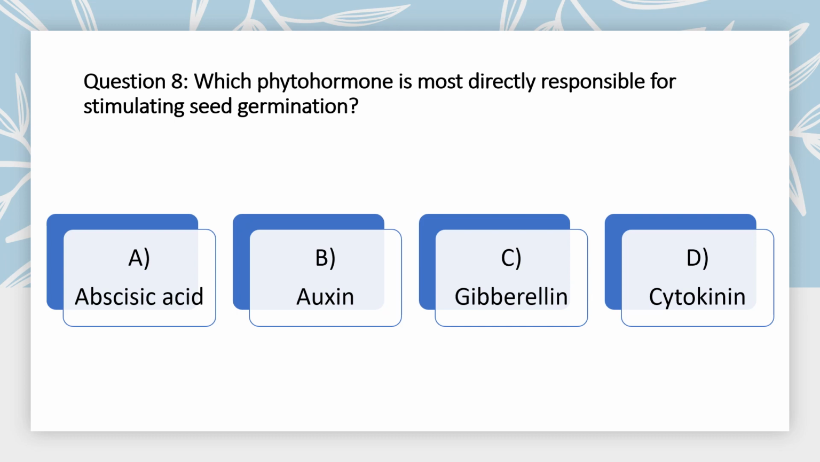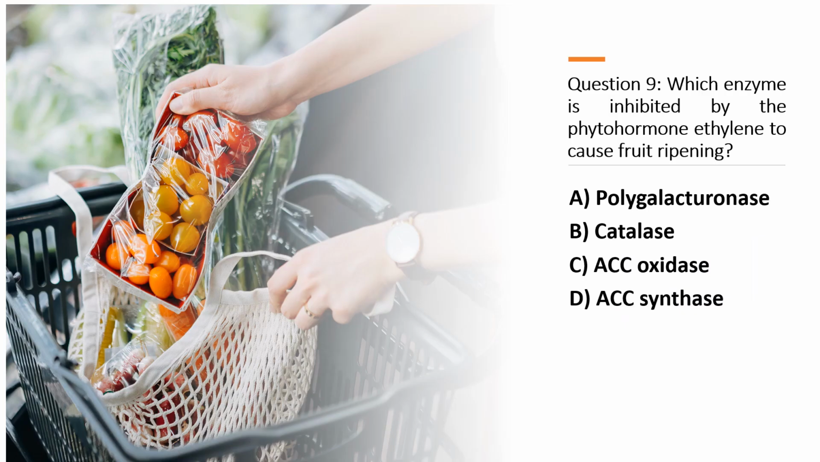The next question is, which enzyme is induced by the phytohormone ethylene to cause fruit ripening? A. Polygalacturonase. B. Catalase. C. ACC oxidase. D. ACC synthase. The answer is A. Polygalacturonase. Ethylene actually induces the activity of these enzymes, and as they break down the pectin in the fruit cell wall, leading to fruit softening and ripening.